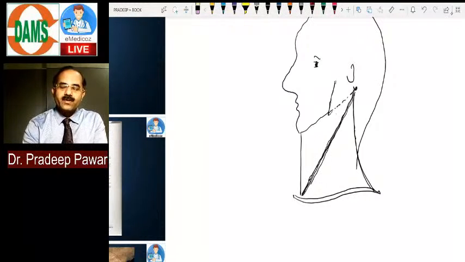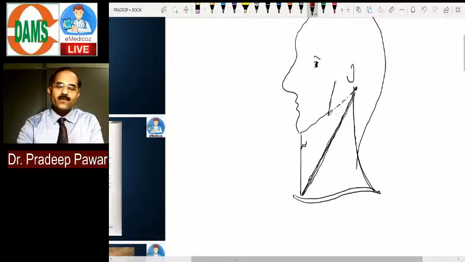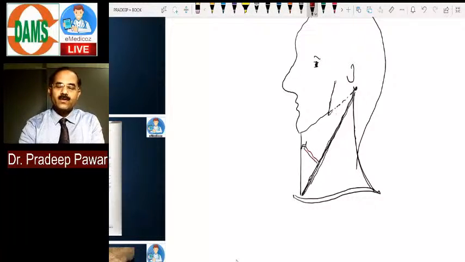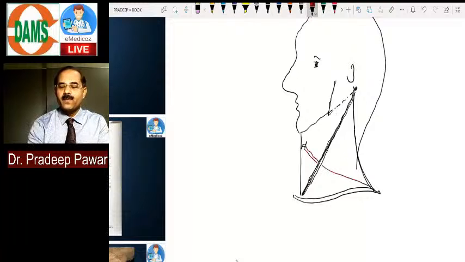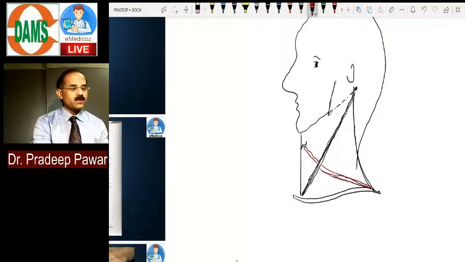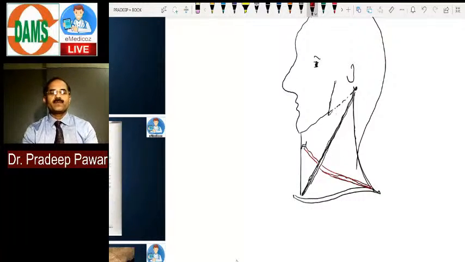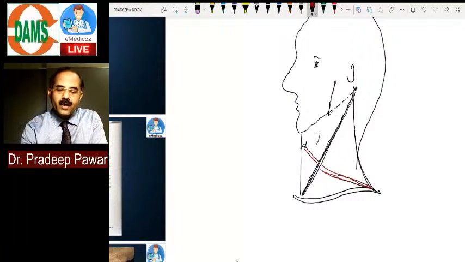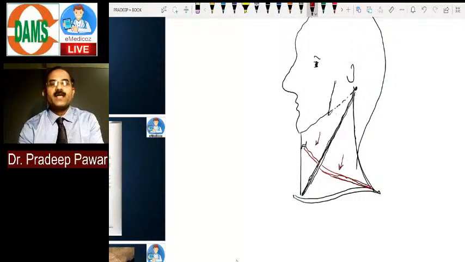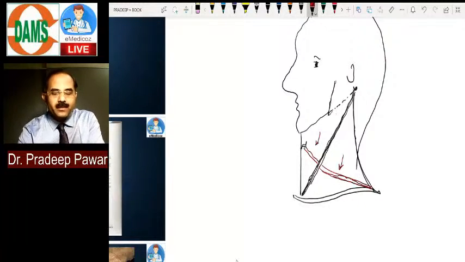Now you tell me, what is this bone here in the midline? This is the hyoid bone. And what is this muscle here which is attached to the hyoid bone, and which is attached to the superior border of scapula? This is the omohyoid muscle, right? This is the superior belly and this is the inferior belly of omohyoid.